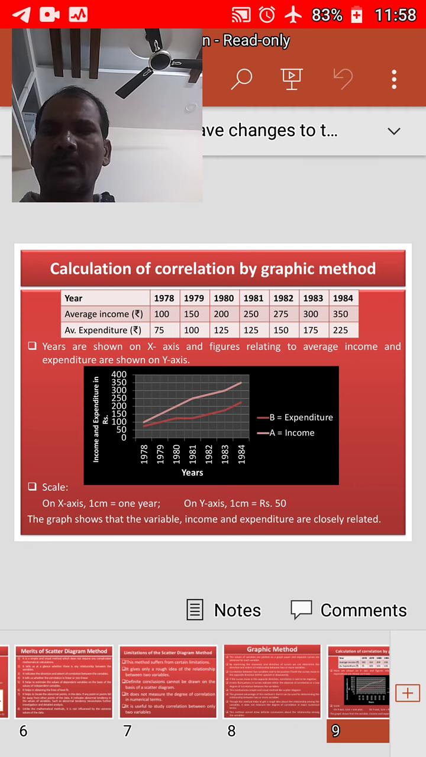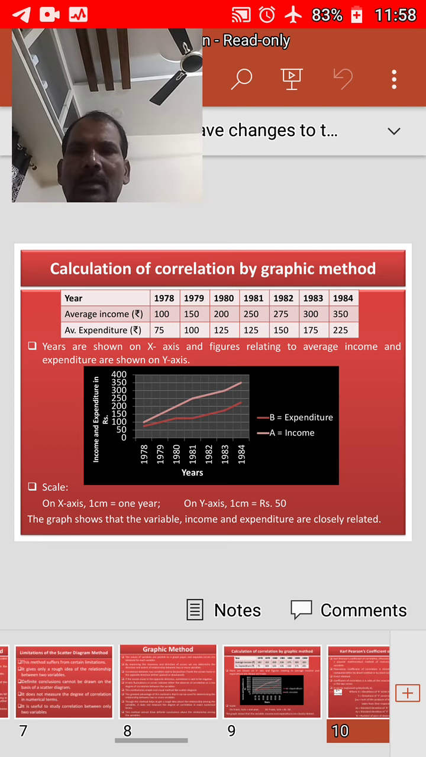Okay, they are near to each other. As your income increases, your expenditure also increases, right? In the same manner, they are close to each other. Now, based on the data we have drawn two separate curves, and they are close to each other, and that reveals they are closely related. The correlation exists between the average income and expenditure. It says that they are closely related.